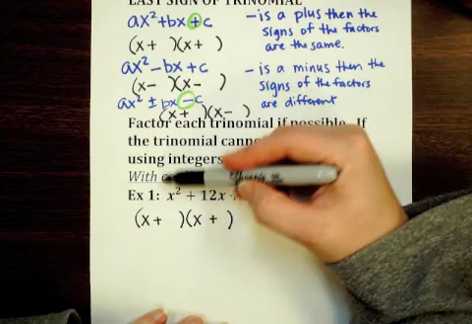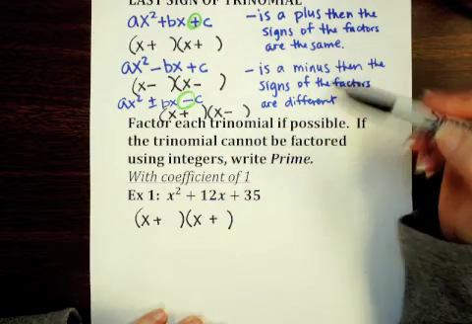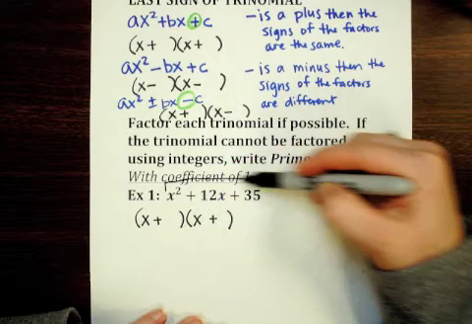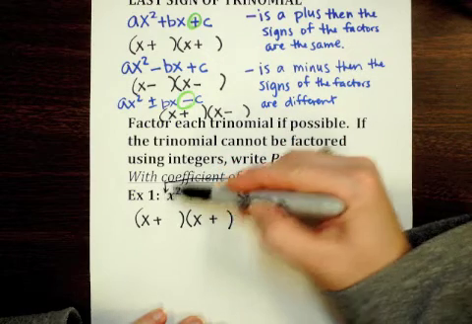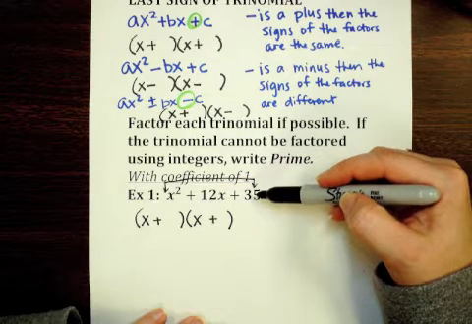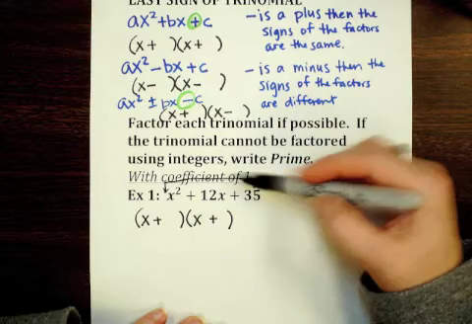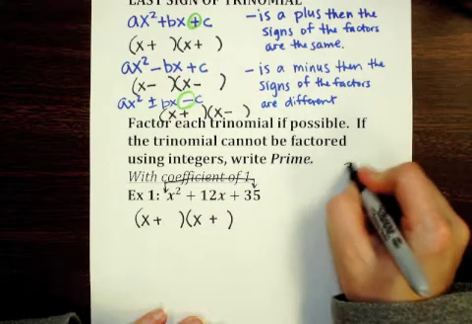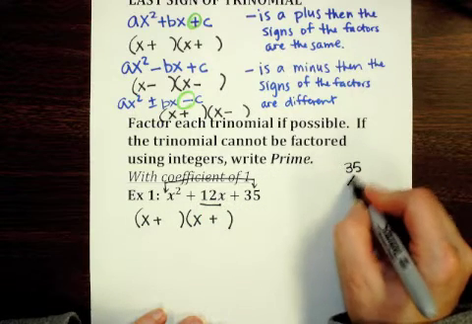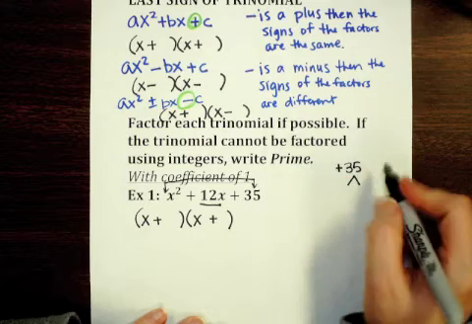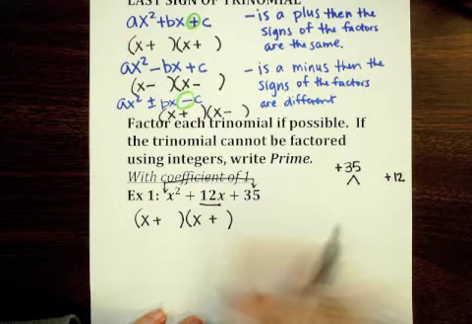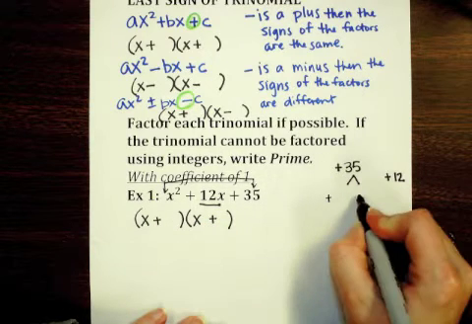I'm going to take the coefficient, and in the first set, we just got coefficient 1, but I want you to get in the habit of it. You multiply your outer numbers. So I did 1, which is the coefficient of x squared, times 35, and that's 35. So I say what multiplies to give me positive 35, but adds to give me my middle number, 12. So it multiplies to give me positive 35, but adds to give me 12. Again, signs are the same, and they're both positive.